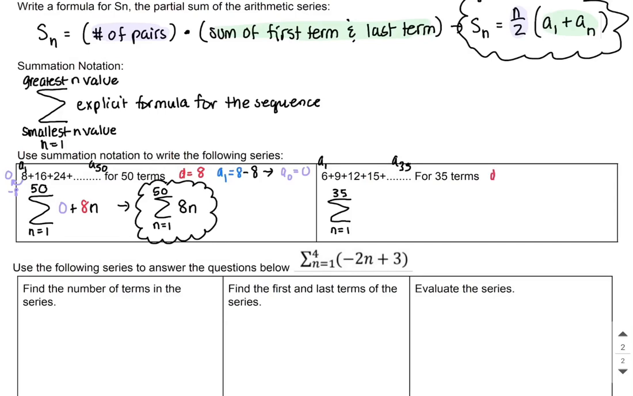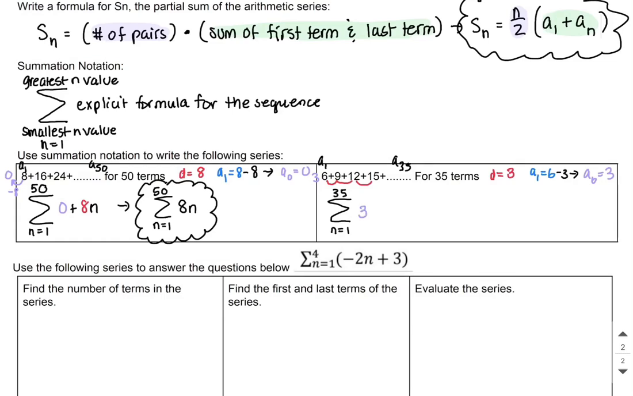First thing I need is what my common difference is. From 6 to 9, 9 to 12, 12 to 15, I'm adding 3 each time. So d is equal to 3. I take my first term, which is 6, to find my term before that. You can write your formula with the first term if you want, but I want to write it with the preceding term. So I'm going to subtract 3 to get a sub 0, which is equal to 3. That's the term before the first one.